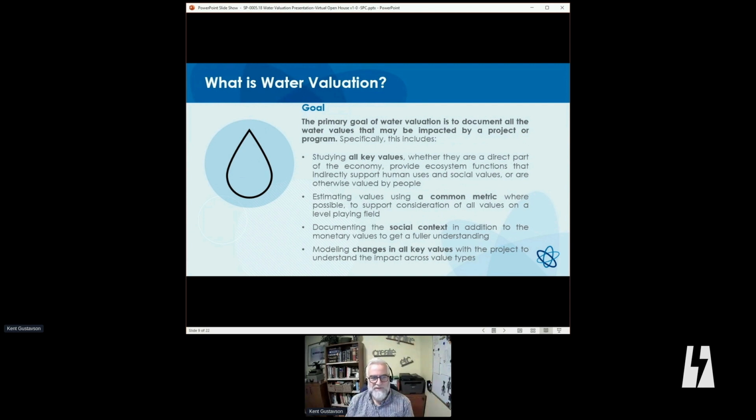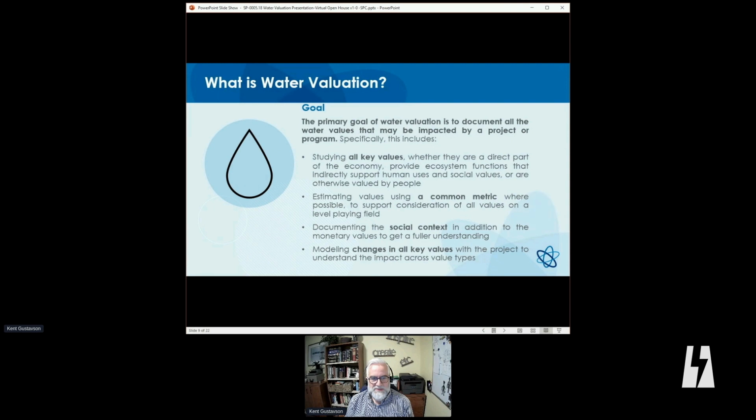So the goal is to document all the water values that may be impacted by a project or program. So first of all, you study all key values. And again, this is a wide range of value types. They may be directly part of the economy, like use of water for irrigation agriculture, or reliance on water, like lakes for recreation and tourism, etc. It could be uses by ecosystems themselves, providing ecosystem functions that indirectly support human uses and social values. And we'll talk a bit more about that a little later as well. Or other social and cultural values that people hold for water.